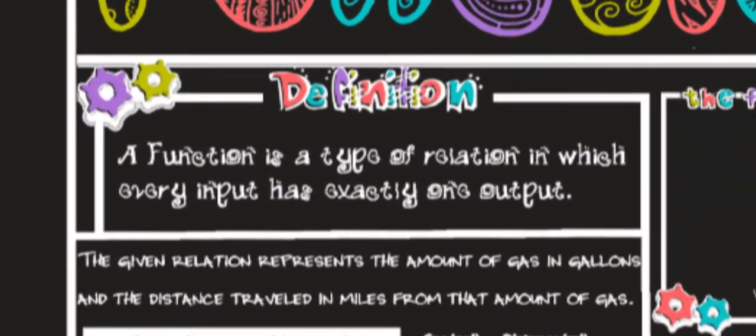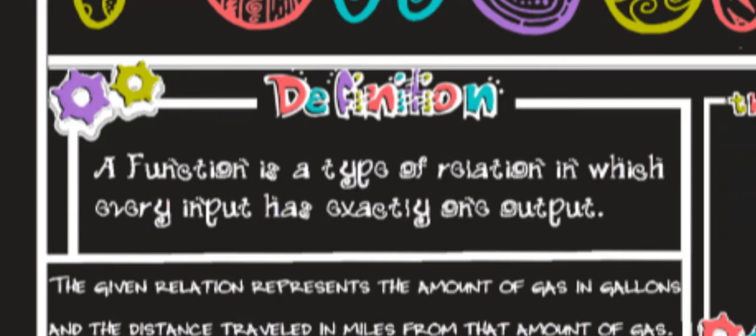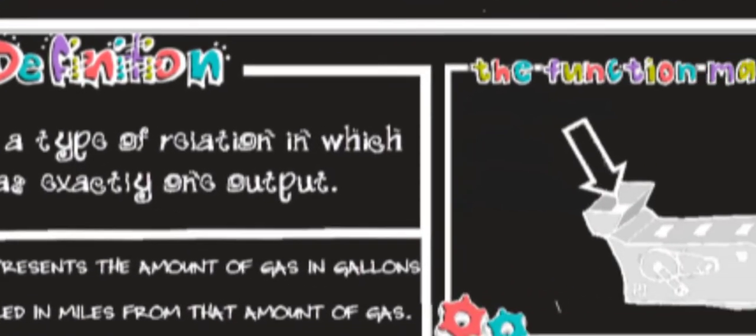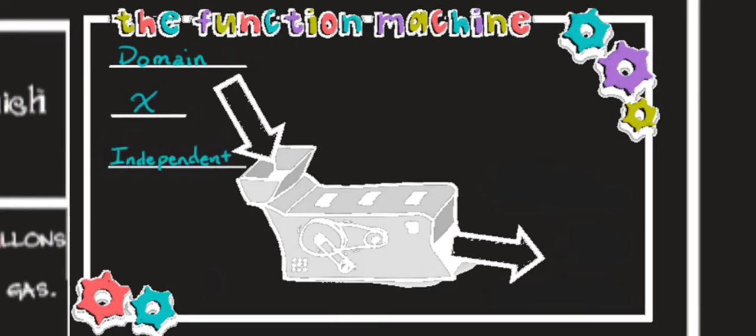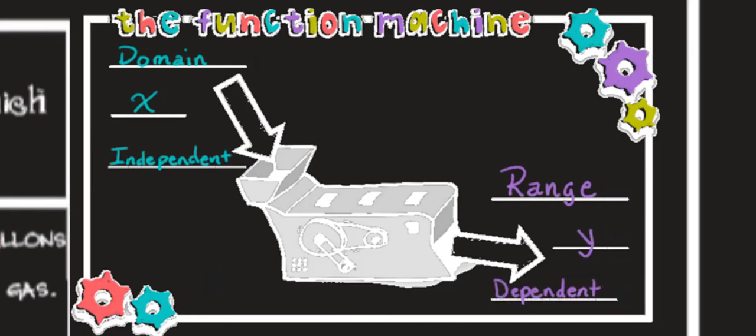Let's take a look at functions. A function is a type of relation in which every input has exactly one output. What goes into the function is domain, x, and independent. What comes out of the function is range, y, and dependent.